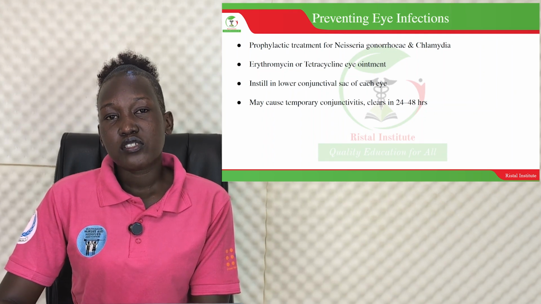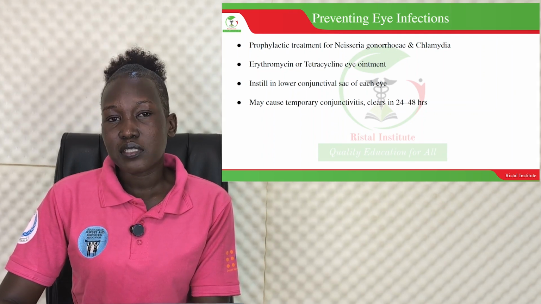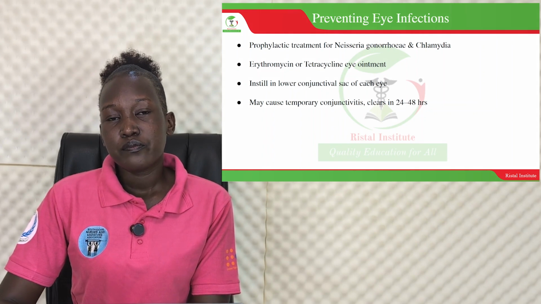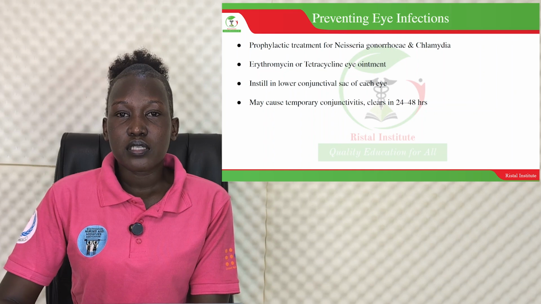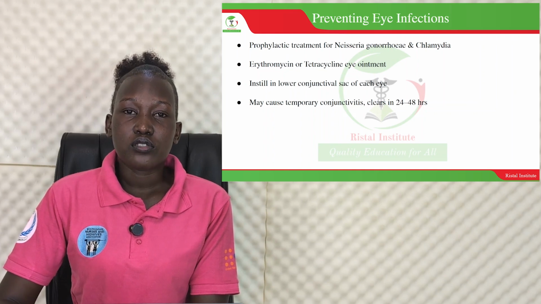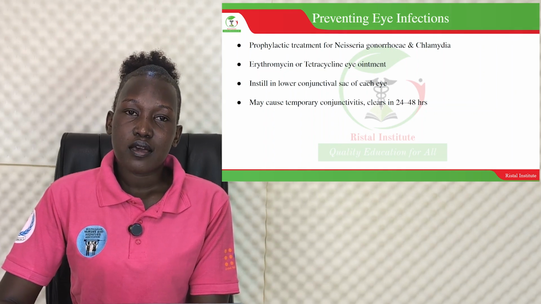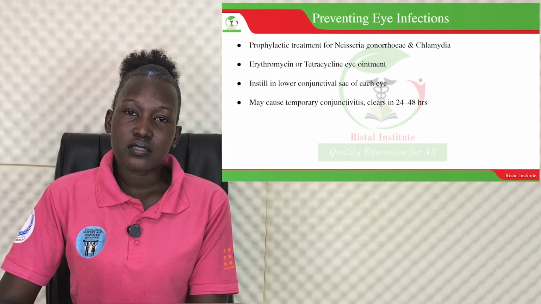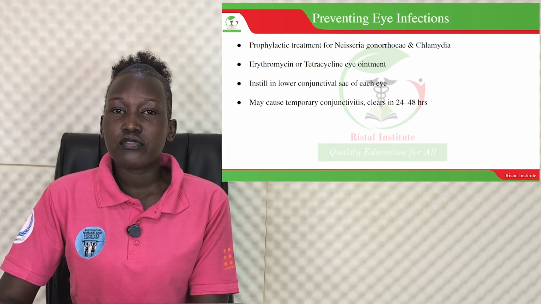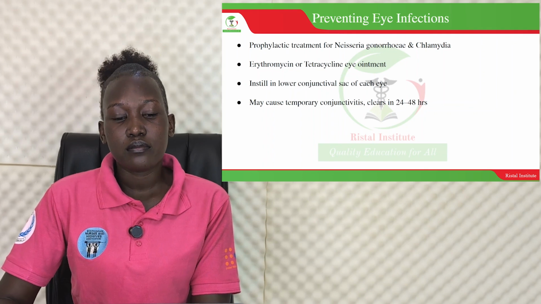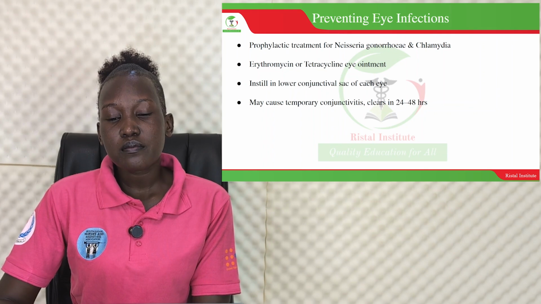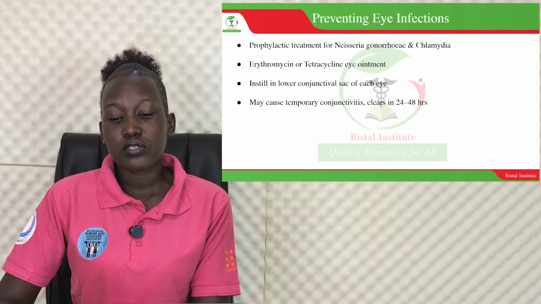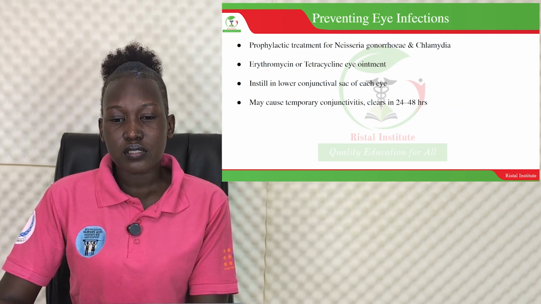We like this thing of sharing this eye ointment. I don't know what is wrong with you people. So it is very important that when you apply this eye ointment, if it is only one and you cannot give it to the mother, you clean it up before you put it in another baby's eyes. You're carrying germs or infection from one baby to another one. It may cause temporary conjunctivitis, and it clears out in 24 to 48 hours.